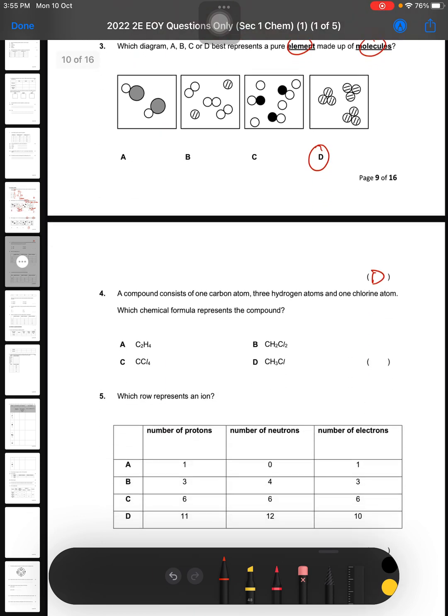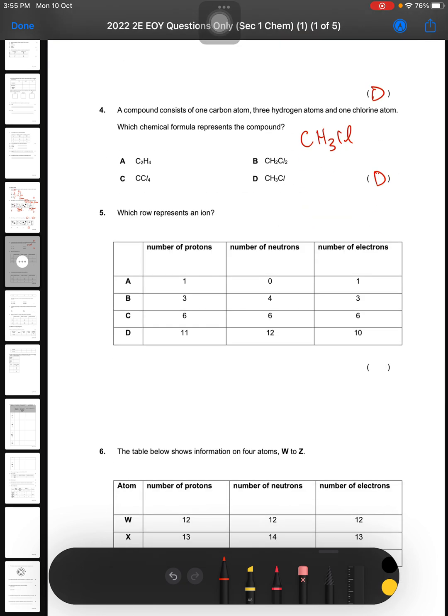Question 4, a compound consists of one carbon atom, three hydrogen atoms, and one chlorine atom. Which chemical formula represents the compound? For this kind of question, just make sure you write out whatever they give you. So one carbon, three hydrogen, one chlorine. Which one looks like this? Okay, D is the answer.